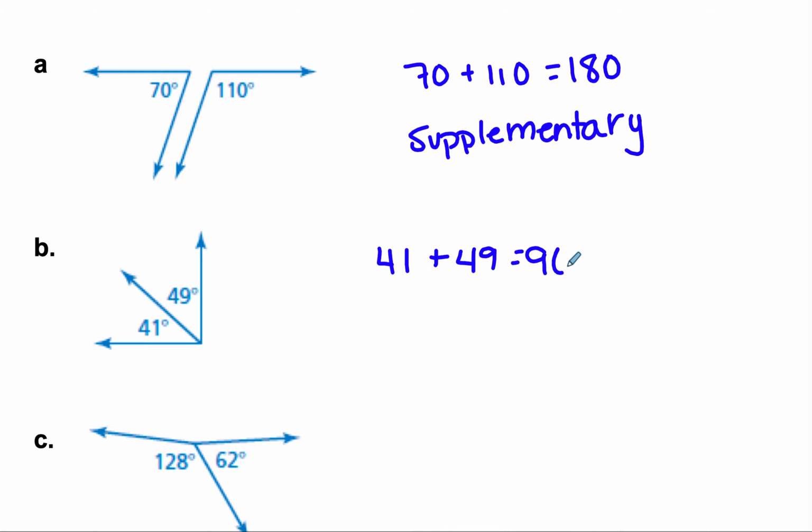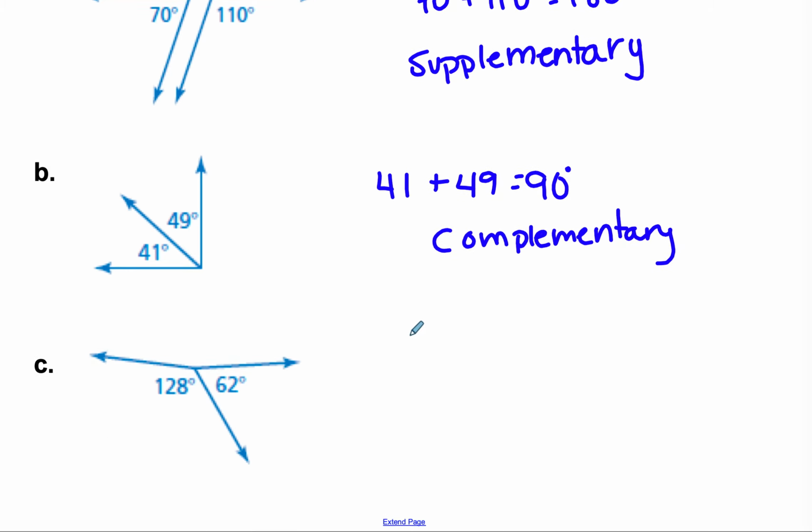Okay, B, I have 41 and 49. When I add those together, I get 90 degrees. So that's going to be complementary. All right, for C, it doesn't look like it's either, but let's go ahead and support that with calculation. So 128 plus 62, looks like we get 190, so this one's going to be neither. Don't just go off of a look, use calculations to support your answer.